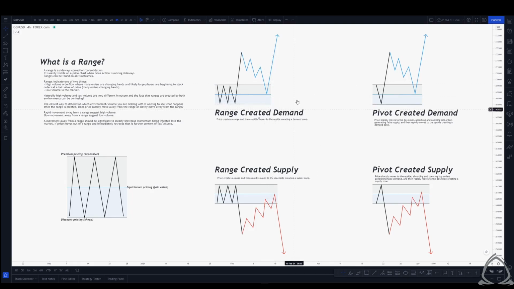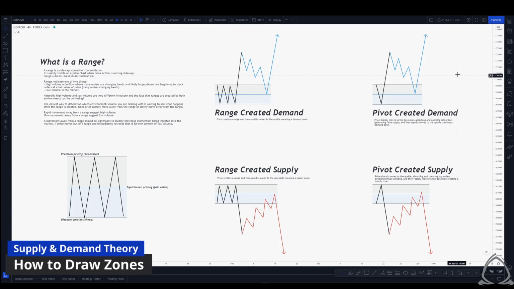We'll touch on entries, on how we can frame up high probability entries using lower time frames, things like that. But at this point in time, it's really just about understanding the different ways that supply and demand zones are created.